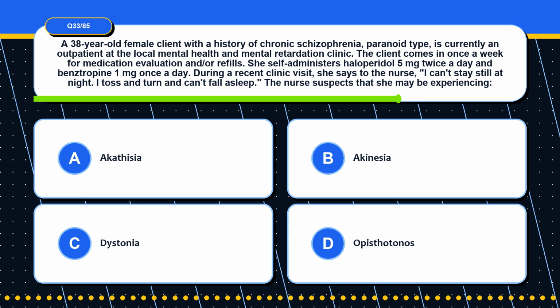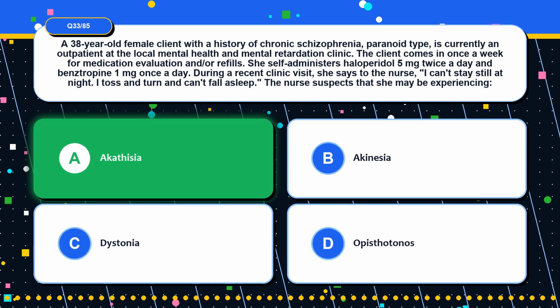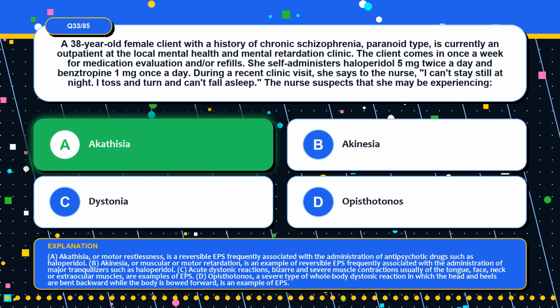Here are the options. Option A, akathisia. Option B, akinesia. Option C, dystonia. Option D, opisthotonos. The correct answer is option A, akathisia. Akathisia, or motor restlessness, is a reversible EPS frequently associated with the administration of antipsychotic drugs such as haloperidol.